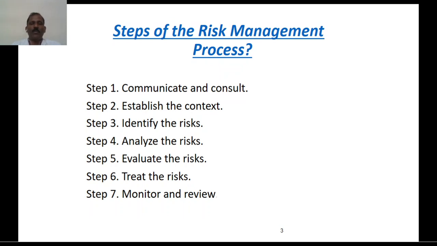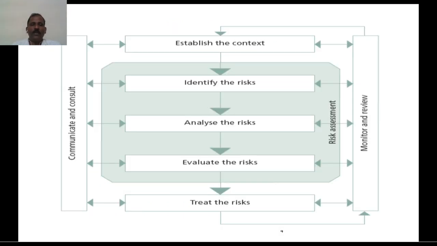First one, communicate and consult. It repeats at every stage. Establish the context, identify the risk. Fourth, analyze the risk. These four steps we already discussed in earlier sessions. Fifth one, evaluate the risk. Sixth, treat the risk. Seven, monitor and review. That is the feedback. So this is the chart or figure.